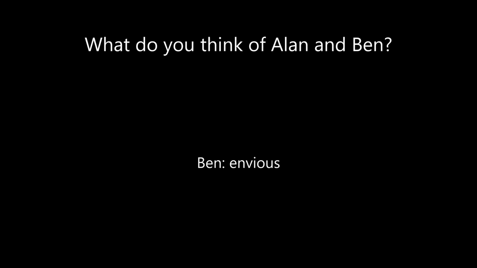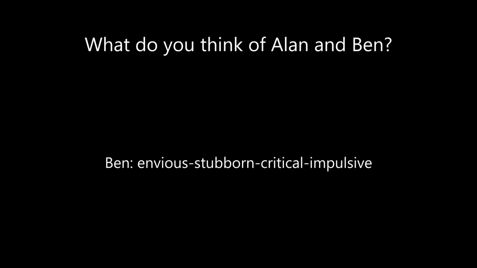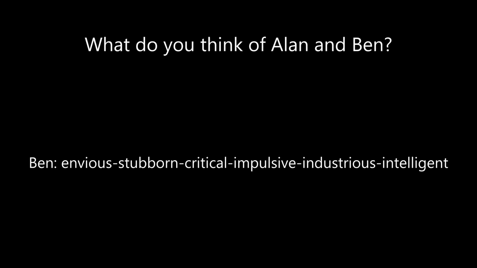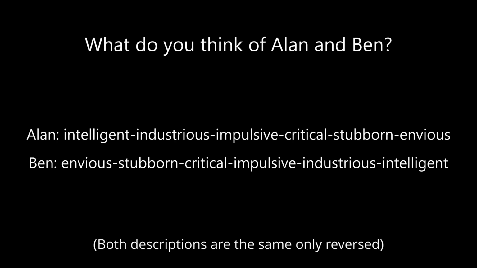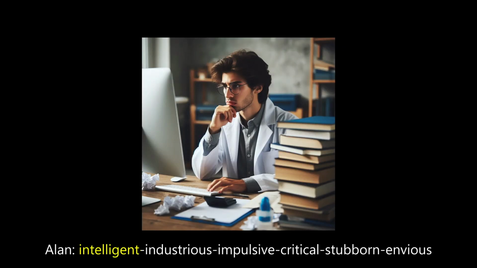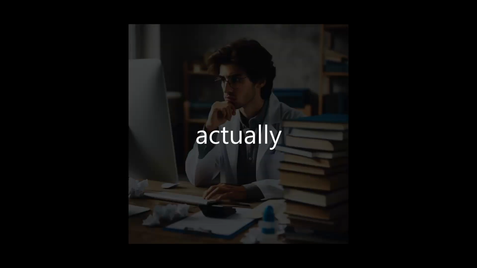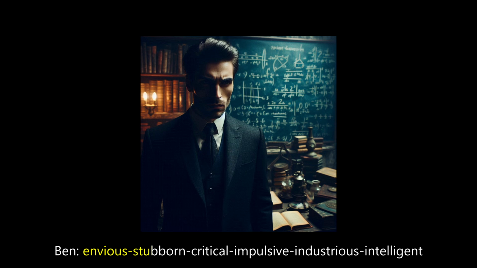Ben is envious, stubborn, critical, impulsive, industrious, and intelligent. If you're like most of us, you viewed Alan much more favorably than Ben. The initial traits in the list change the very meaning of the traits that appear later. An intelligent person who is stubborn is seen as likely to be justified and may even actually evoke respect. But an envious and stubborn person who is intelligent makes him more dangerous.